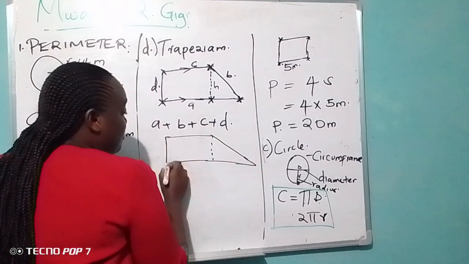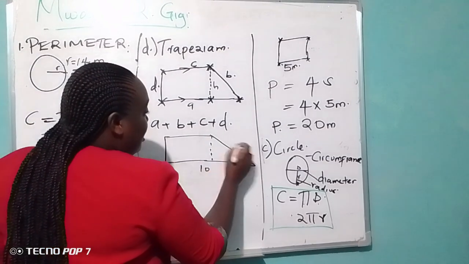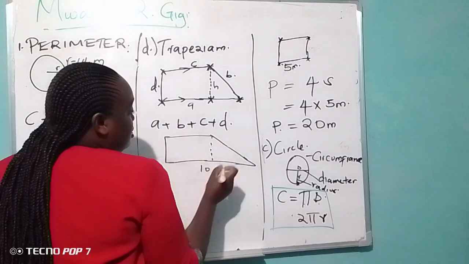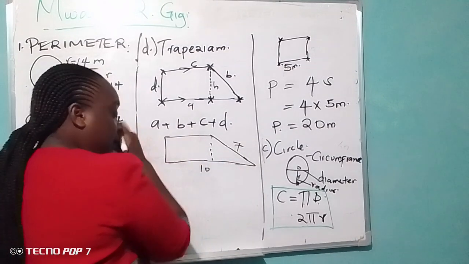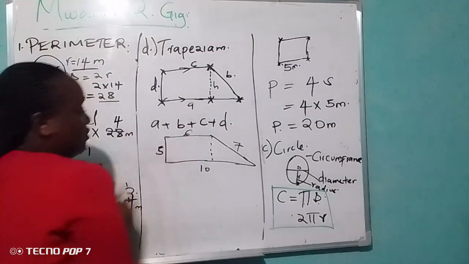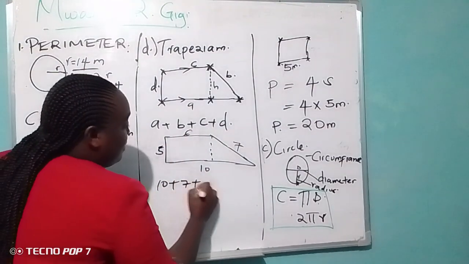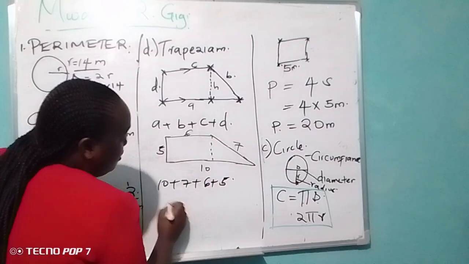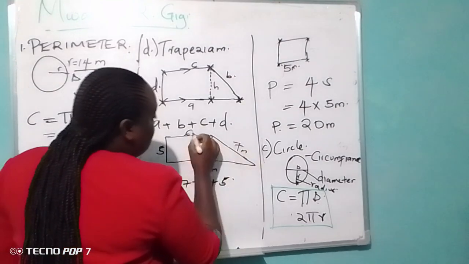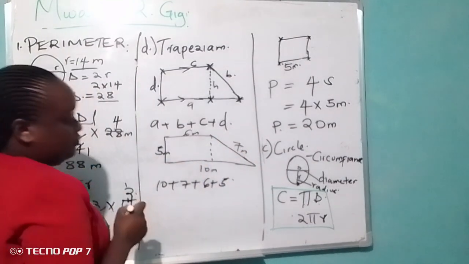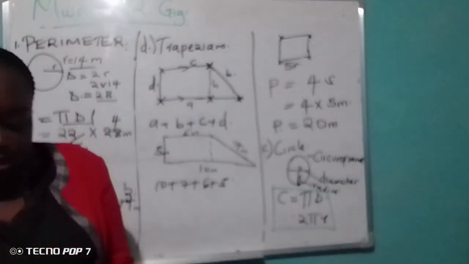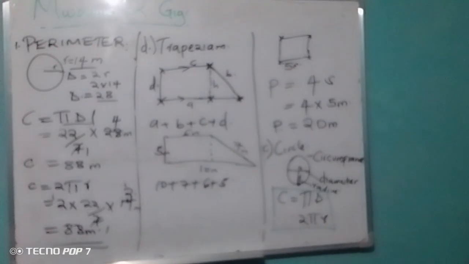If that is the trapezium, umepewa hii side 10, hapa ikuwe 6, hapa ikuwe 7, hapa ikuwe 10, hapa ikuwe 5, sio? So you just add 10 plus 7 plus 10 plus 7 plus 6 plus 5. Wacha tutumie calculator leo, sio? Let's use a calculator.